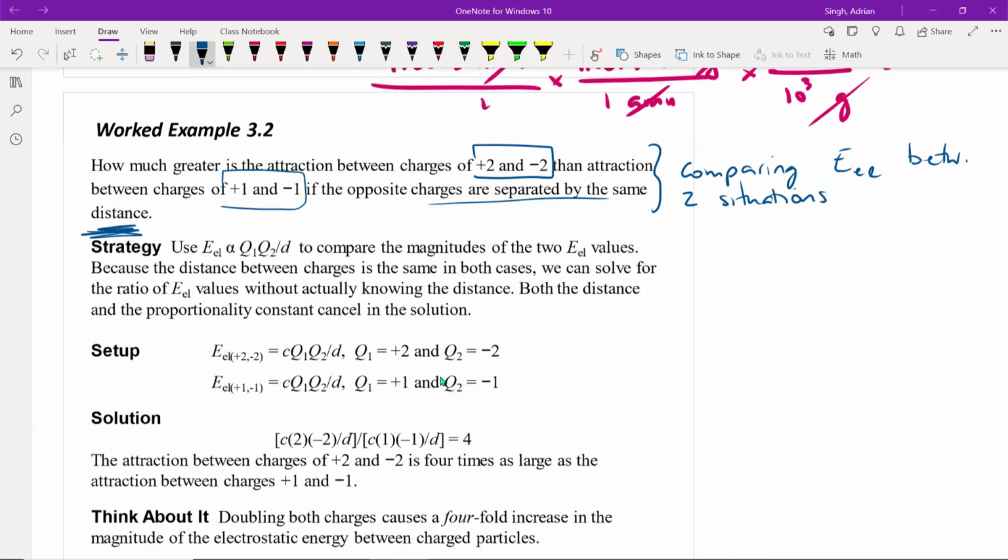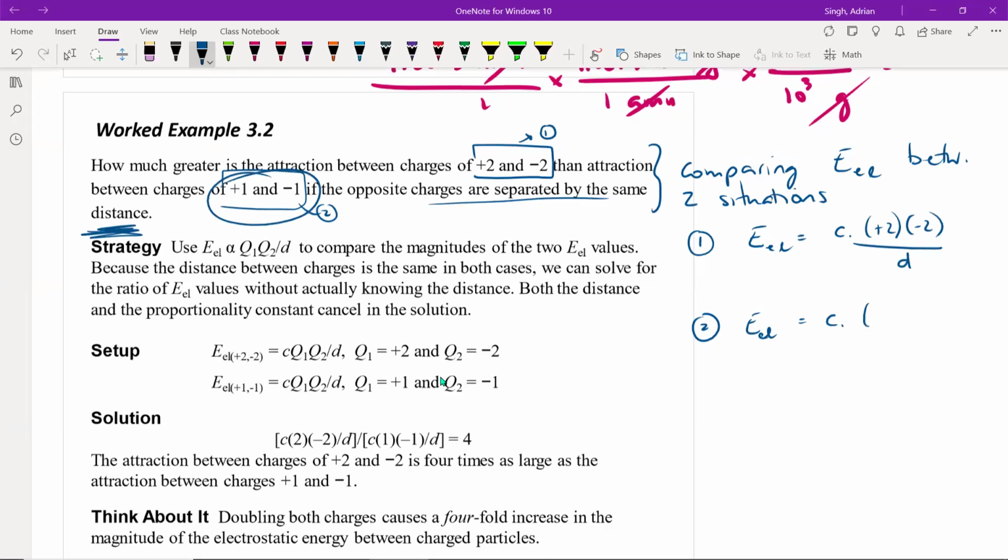In situation 1, we have our E sub el being equal to our constant C times, let's say this is situation 1 here, and this is situation 2. In situation 1, our charge Q1 would be +2, our charge Q2 would be -2, and that's divided by our distance d. In situation 2, our electrostatic potential energy is the same constant C times the charges, which are +1 times -1, our Q1 and Q2. The distance between them is the same as above, so d is the same in both of these.